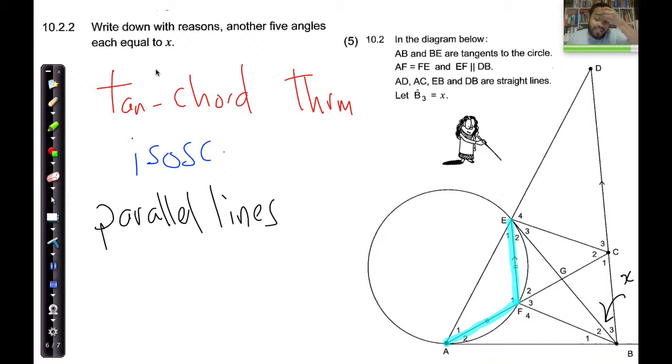Now, this particular question says, write down with reasons another 5 angles equal to X. Now, seeing as I've just looked at the question and I found 5 angles, all of those angles require you to understand a little bit about the tan chord theorem, parallel lines, and also isosceles triangles. So I'm going to give you a 3 to 4 minute crash course on the tan chord theorem, on parallel lines, and also on isosceles triangles before we answer the question itself. Okay, so let's look at that crash course.